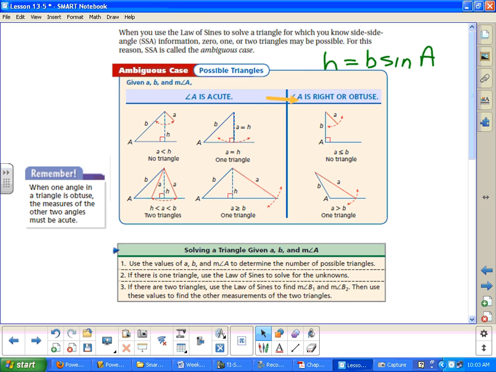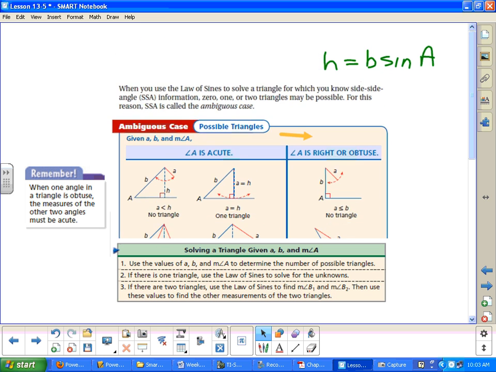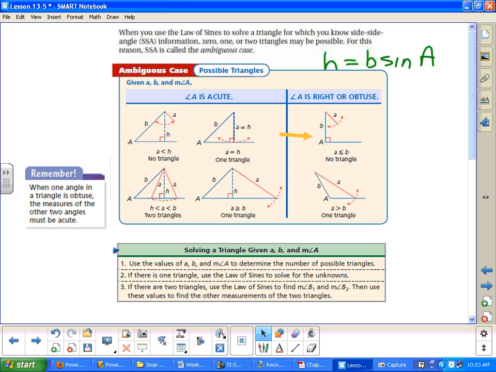If angle A is right or obtuse, if A is less than or equal to B, there's no triangle. And if A is greater than B, then there's one triangle. So when you're working with this ambiguous case, first of all, we're looking at, is it acute or is it obtuse? For the triangle, it all depends on angle A. And then we need to find the value of H and see how it compares.